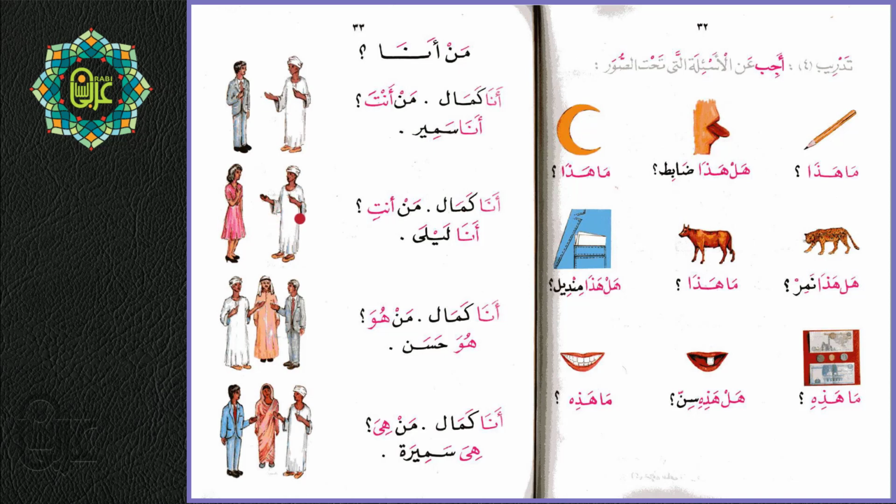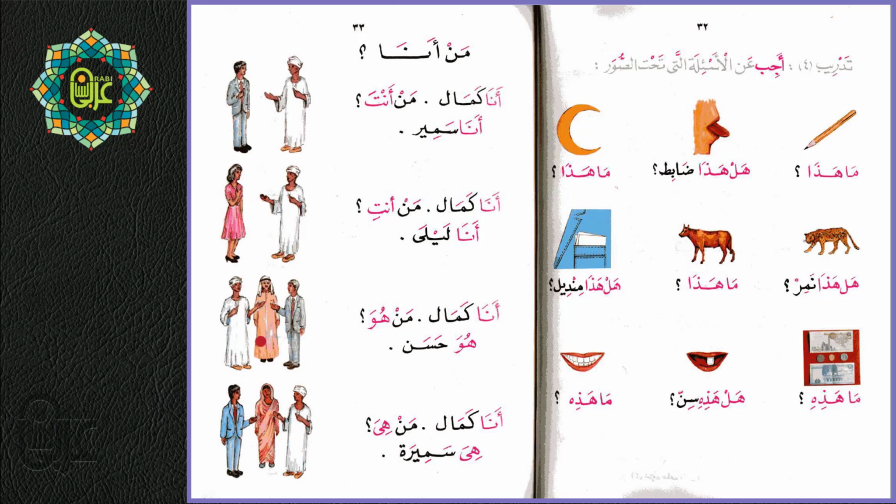Now Kamal is introducing himself to a woman. Let's see what changes will happen. He says, Ana Kamal, Man Anti? She responds, Ana Layla. Now the change is in the vowel. Here the short vowel is Fatha, here the short vowel is Kasra, with the Ta. Man Anta? Man Anti? Fatha for the masculine and Kasra for the feminine, and of course, singular.